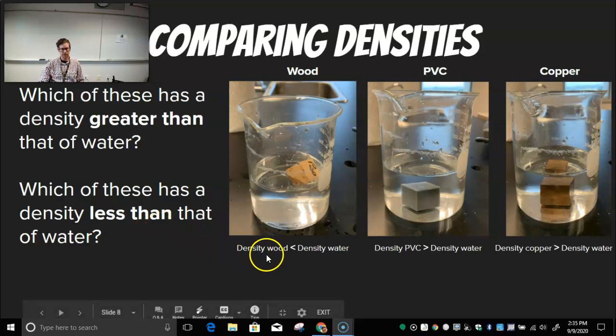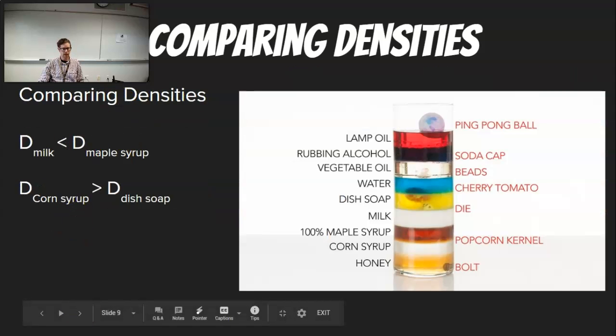And hopefully you got something like this. The density of the wood is less than the density of the water, whereas the density of the PVC and the density of the copper are both greater than the density of the water because they sink, whereas this floats. Right? So that's a pretty easy physical test you could do to figure out what is denser or less dense than water. How about we compare a lot more densities?